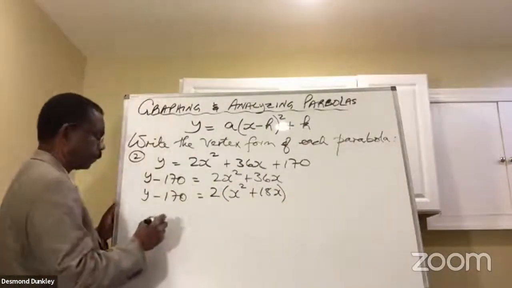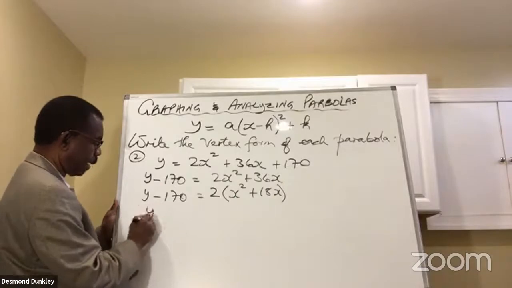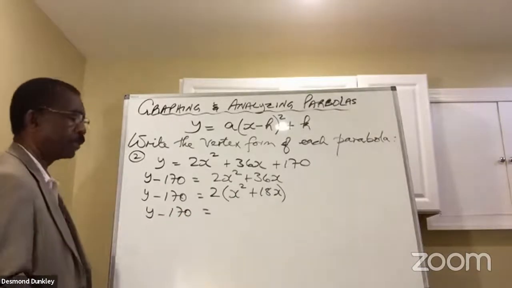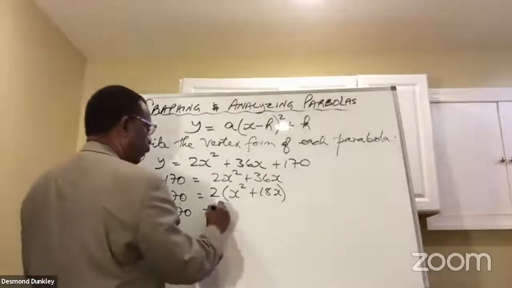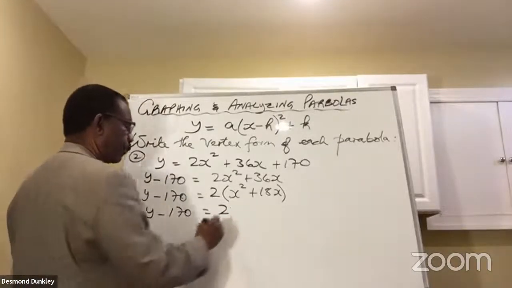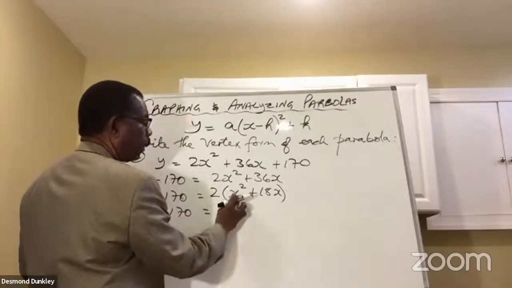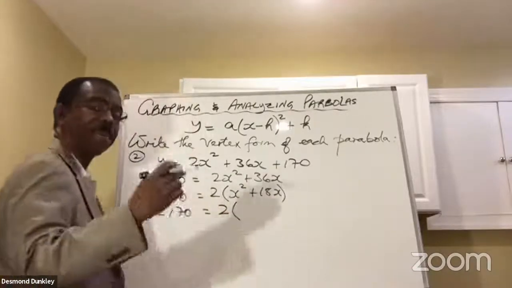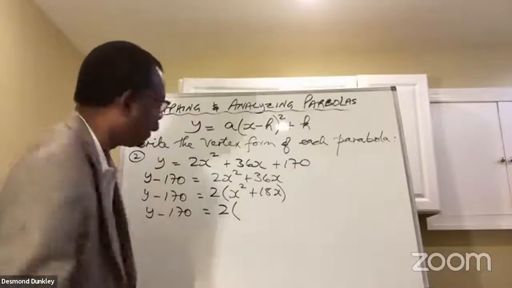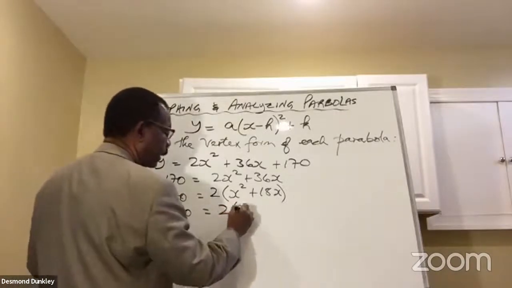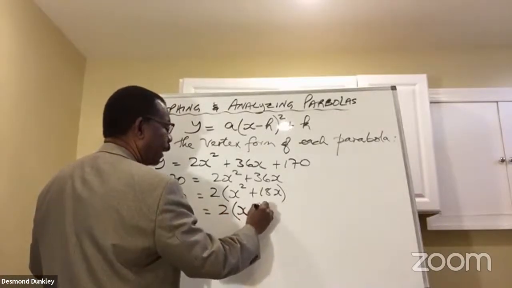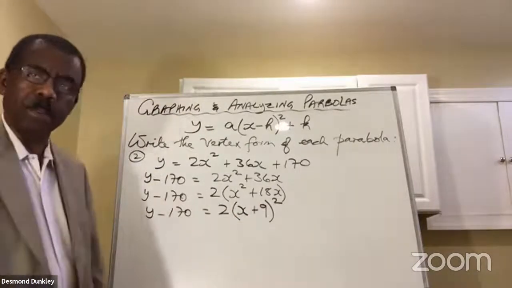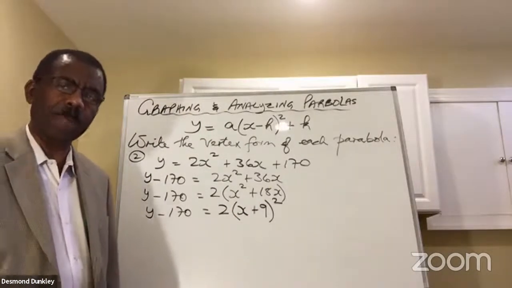Okay, so now we have y minus 170 is going to be equal to 2 times, what we said is that whatever number is here, we divide it by 2. So this is going to be x plus 9 squared. Okay, but watch this.